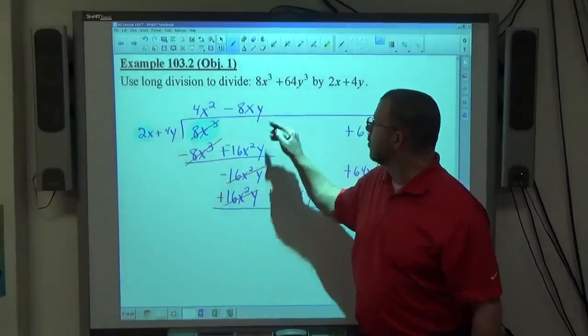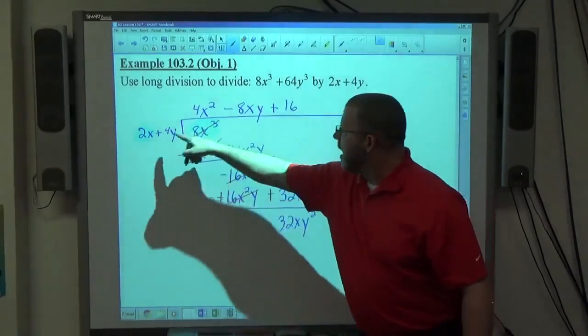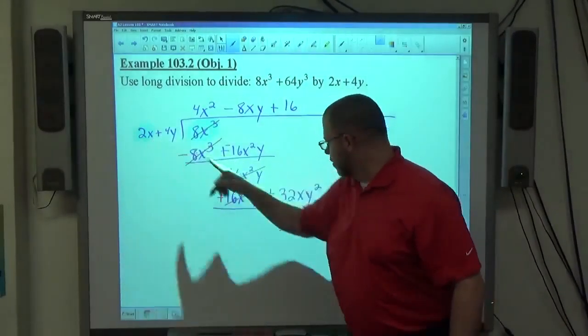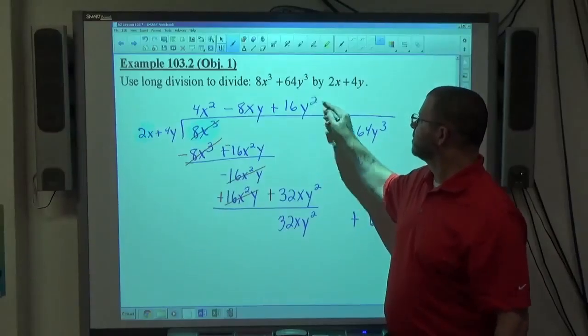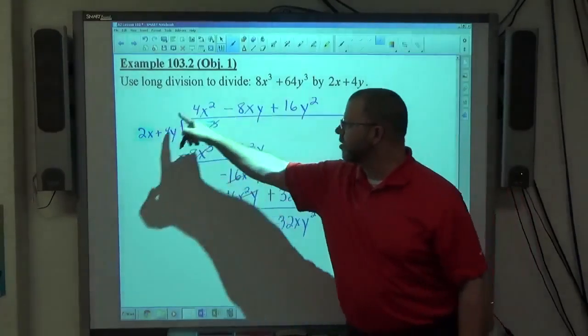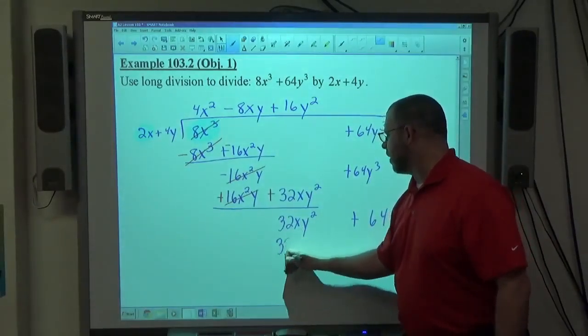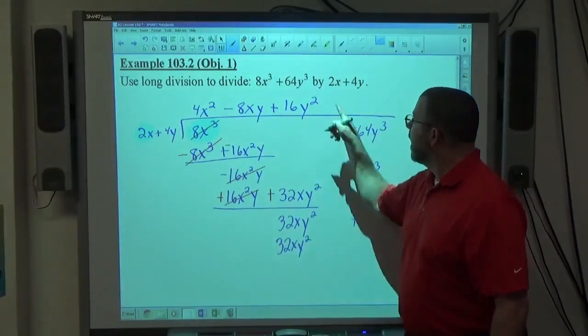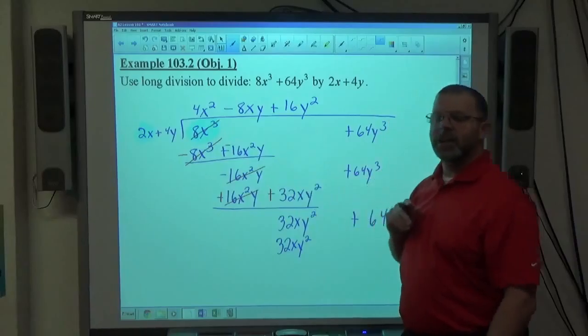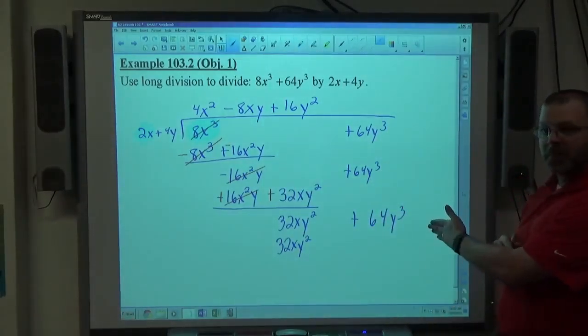So 32 divided by 2 makes positive 16. X divided by x cancels, and then y squared. We multiply 16y squared times both pieces. 16y squared times 2x makes 32xy squared. And 16y squared times 4y makes 64y cubed, which matches up, right?